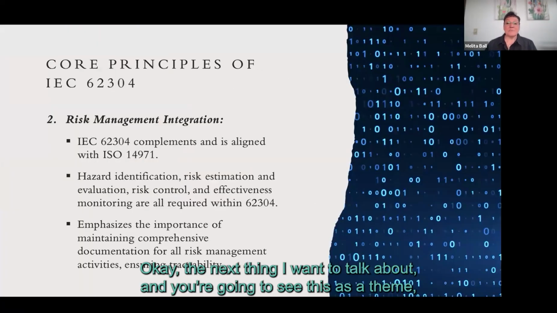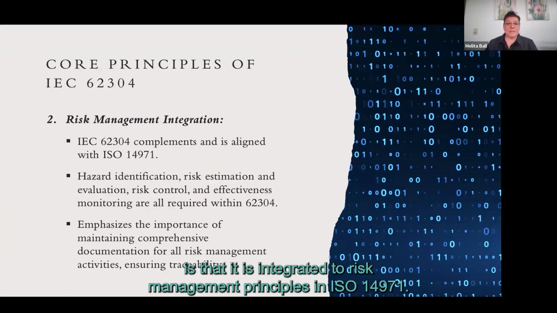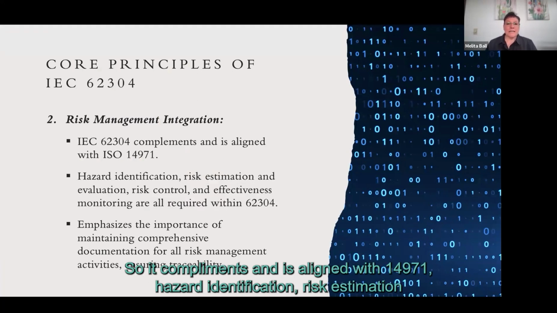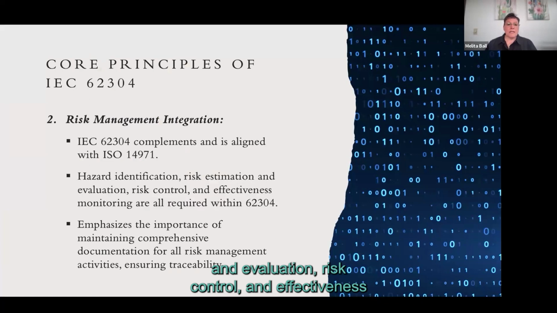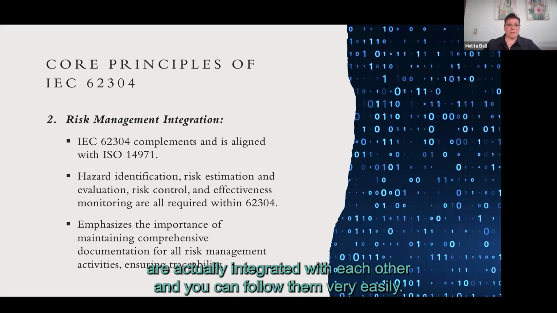Okay. The next thing I want to talk about, and you're going to see this as a theme, is that it is integrated with the risk management principles in ISO 14971. So it complements and is aligned with 14971. Hazard identification, risk estimation and evaluation, risk control, and effectiveness monitoring are all required for software in 62304. So they live right alongside everything that you're doing for risk management in 14971. So it's really important for the overall medical device design and development process that these standards are now actually integrated with each other and you can follow them very easily.